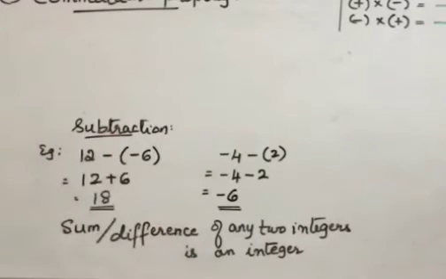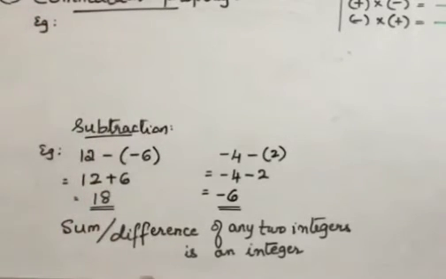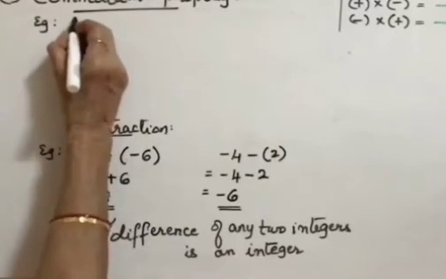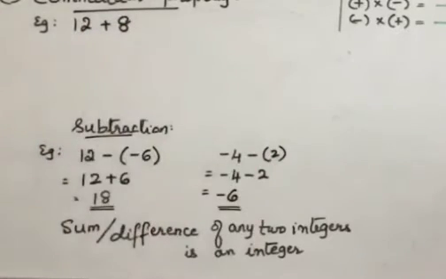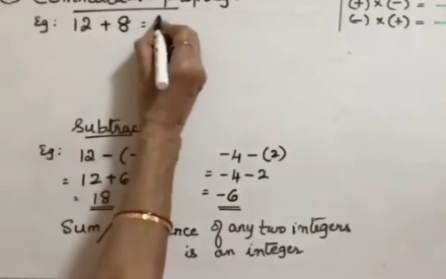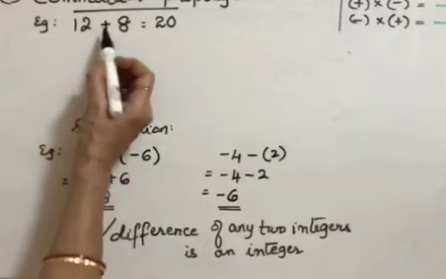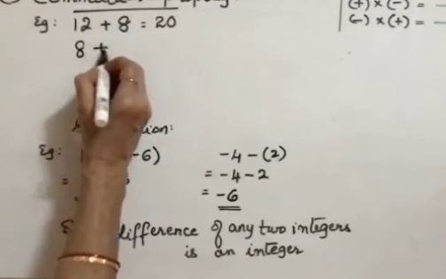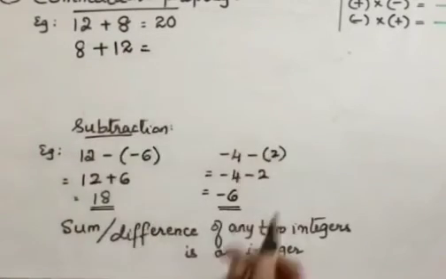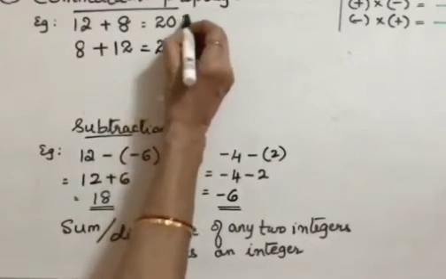Before I tell you what it is, let me give you an example. Now, first let us take positive integers. You will understand well. Suppose I take 12 plus 8. What is the answer? It is 20. Children, please observe carefully. 12 plus 8 is 20. What about 8 plus 12? What is the sum? Again 8 plus 12 is 20.